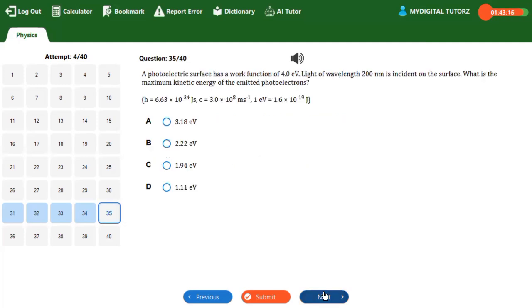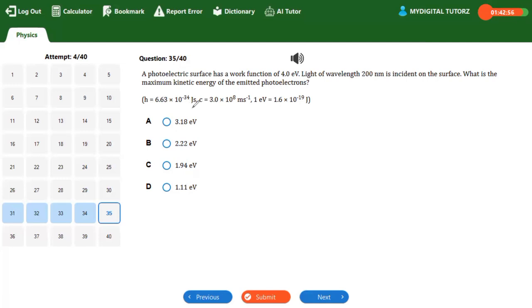So moving on to question 35. Question 35 says a photoelectric surface has a work function of this electron volt. Light of wavelength 200 nanometer is incident on the surface. What is the maximum kinetic energy of the emitted photoelectron?